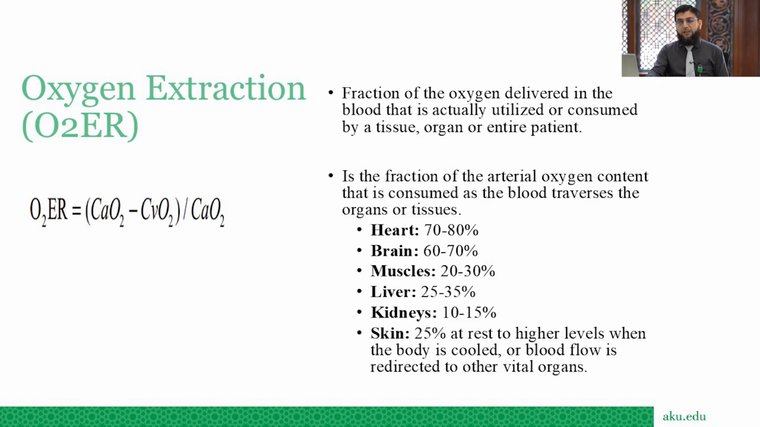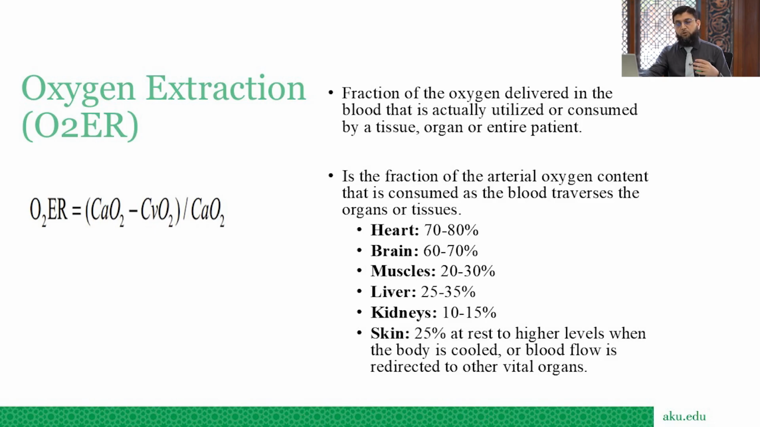And if you wanted to calculate it, you can calculate it if you have the arterial oxygen carrying capacity and the venous oxygen carrying capacity, and you divide it by the arterial oxygen carrying capacity. You can have that extraction ratio, that is, how much oxygen is being extracted. If you want to know about the heart, you can take the arterial saturation and the venous saturation to the heart, and you can work out how much oxygen is being consumed. The same is true with the brain, the muscles, or any organ. You can look into how much oxygen is being consumed by each and every organ.